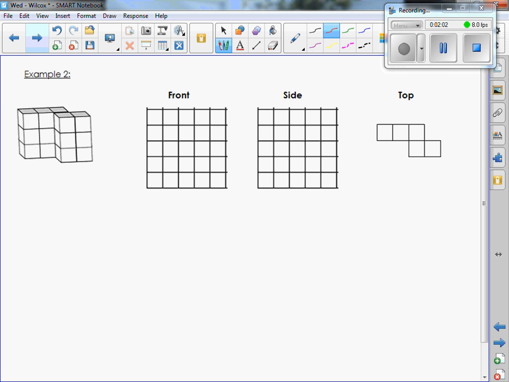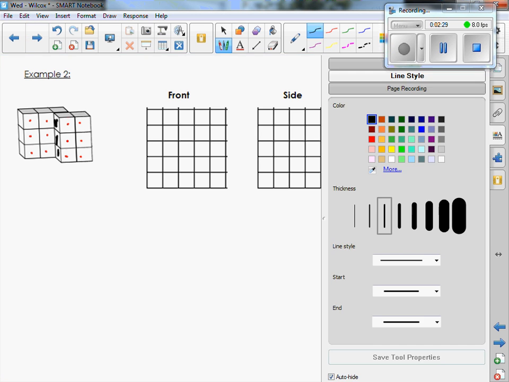The second one, only the top is given to you. So we're going to practice drawing the front and side views. You have 1, 2, 3, 4, 5, 6, 7, 8, 9, 10, 11, 12 that you're seeing from the front. If I'm looking at it from the front, I really can't see that. That's my side view. That's just showing you how far back the other piece goes. So looking at this from the front, what I'm actually seeing are just those 12 pieces.